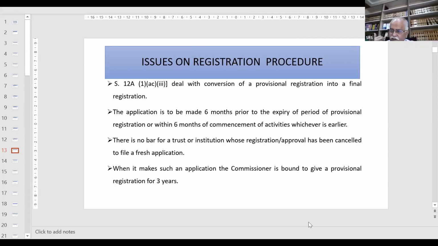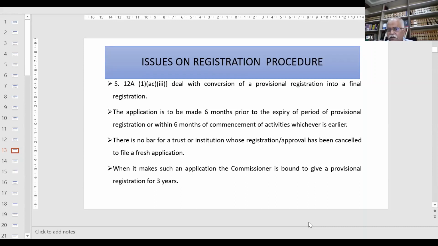Commencement of activities means whether it's carrying out the preliminary activities which are required, or whether it is carrying out any of the objects. For instance, if your object is to provide education, is it said that you have commenced your activity when you purchase, let us say, the land or building to house the school or college, or whether it commences only when you start admitting the students and providing them education.